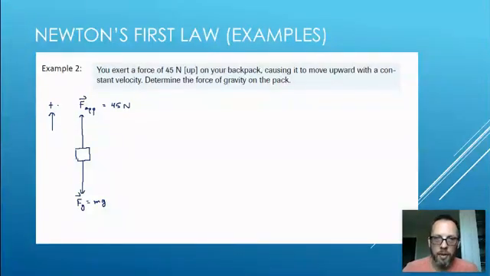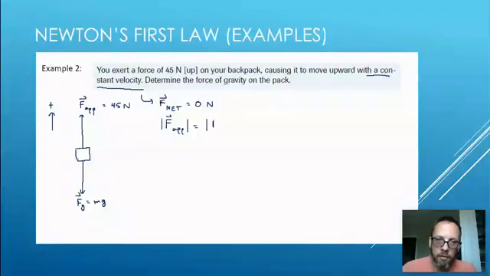Well, the key term in this question is that, again, it's moving with a constant velocity. So what do we know from that? We know that F net has to be equal to 0. And if that's the case, then the size of the applied force has to equal the size of the gravitational force. That's the only way that we can have 0 net force. Those things must be perfectly balanced. And so that must be 45 newtons. The force of gravity on the pack is 45 newtons.